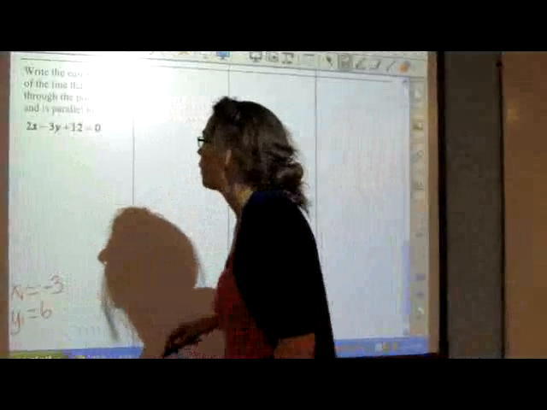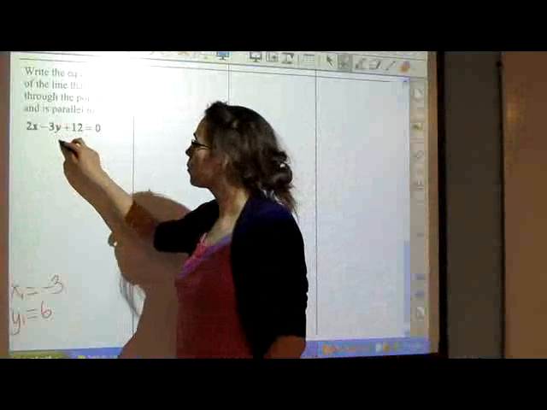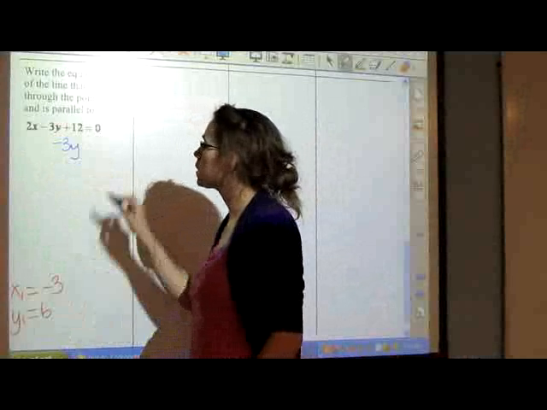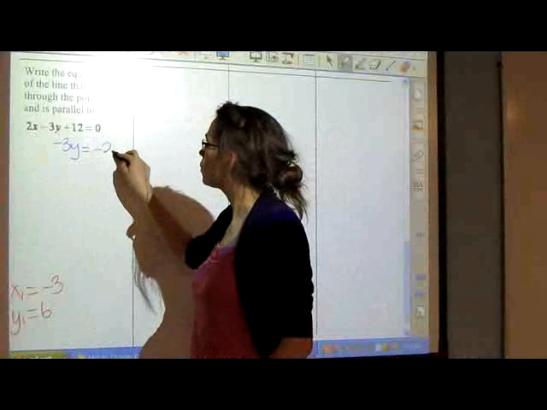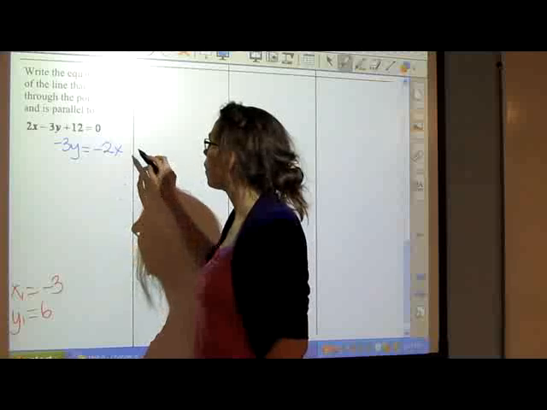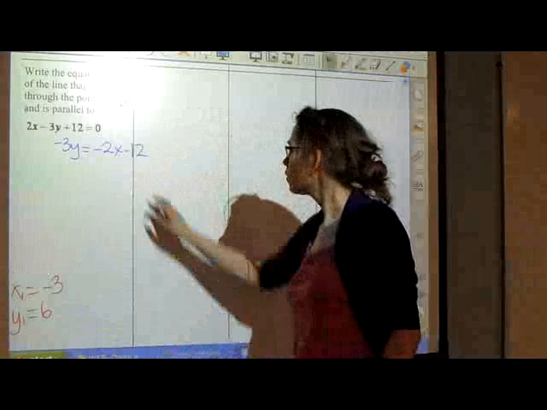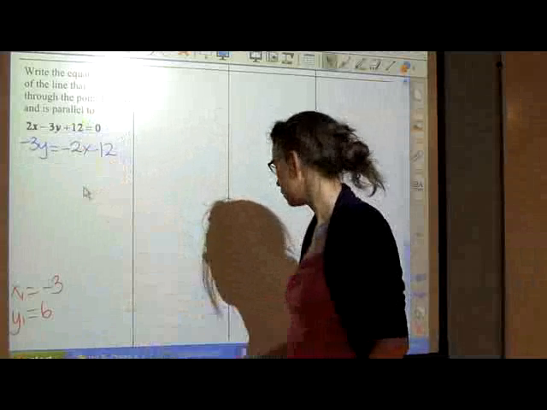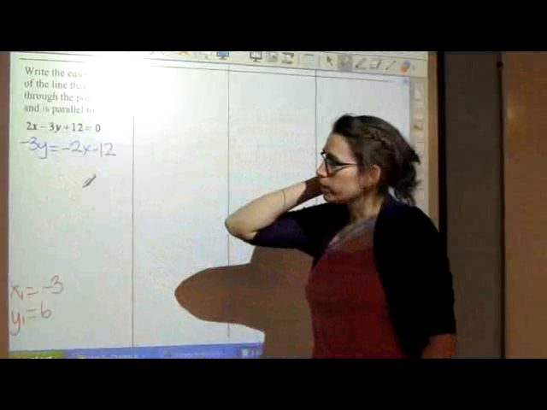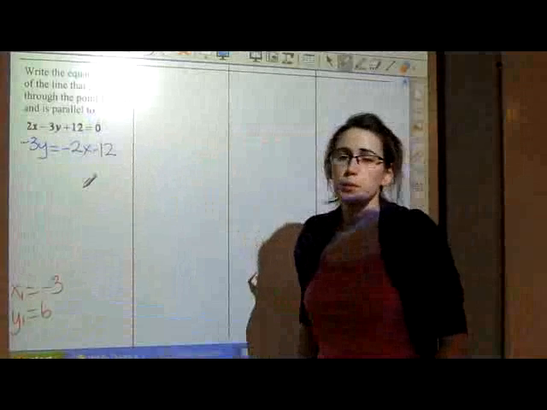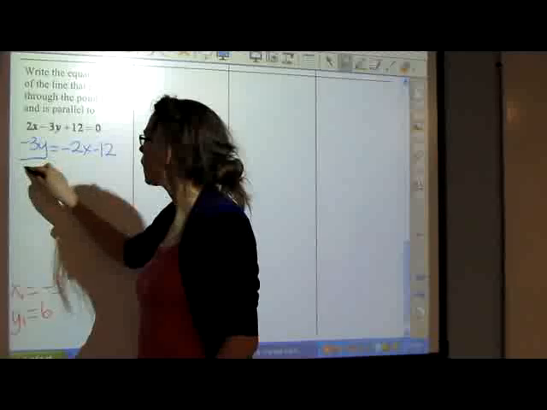So 2x minus 3y plus 12 equals 0. What we want to do is keep our negative 3y on this side of the equal sign. Move the 2x over so it becomes negative 2x. And move this plus 12 over so it becomes minus 12. We have a negative 3 in front of our y. In y equals mx plus b form, we can't have a number in front of y, or it has to be 1. So we'll just divide everything by negative 3.